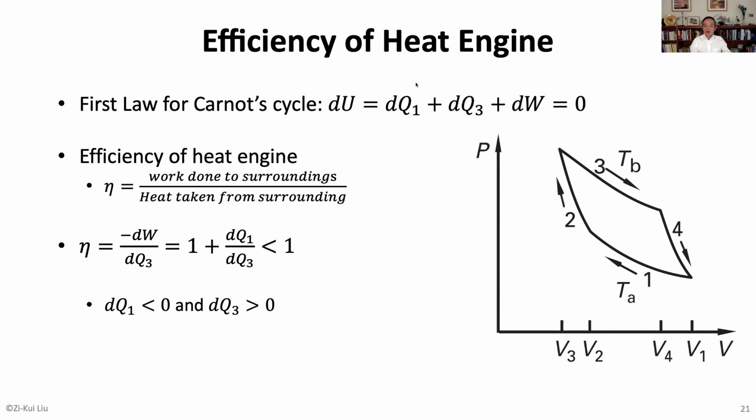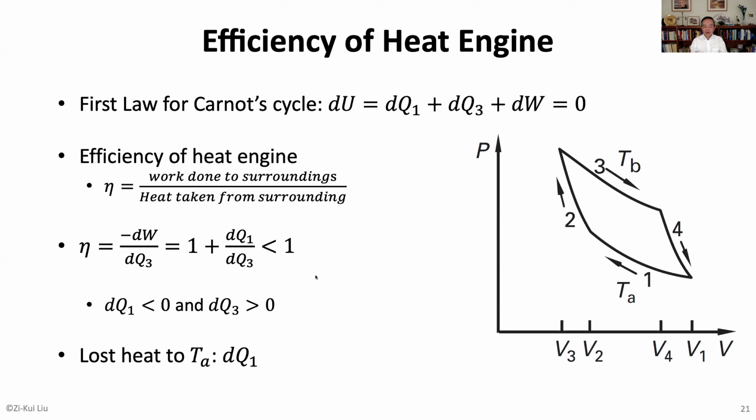But dw can be solved by this equation. Minus dw equals dq1 plus dq3. So dq3 divided by dq3 equals 1, plus dq1 divided by dq3. Remember that dq1 is negative, the system gives energy to the outside, and dq3 is positive, the system gets energy from the surroundings. Because one is negative and one is positive, the efficiency of the engine is less than 1. So that's 100%.